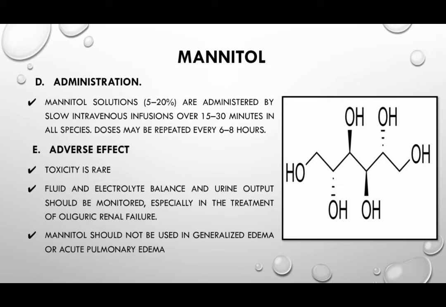The urine output and the fluid and electrolyte balance must always be monitored, especially for cases such as oliguric renal failure. It should not be used frequently in generalized edema, as each successive dose will cause it to pass through tissue barriers, drawing water in instead of drawing water out. It must also be used with caution for acute pulmonary edema, as this may cause expansion of the intravascular space, resulting in heart failure.